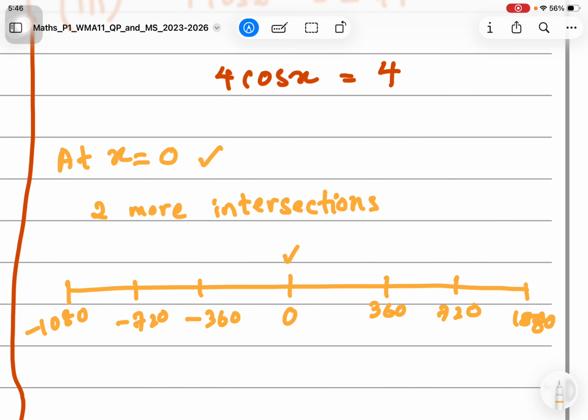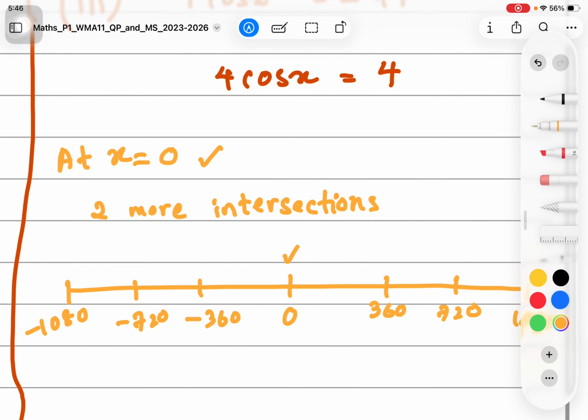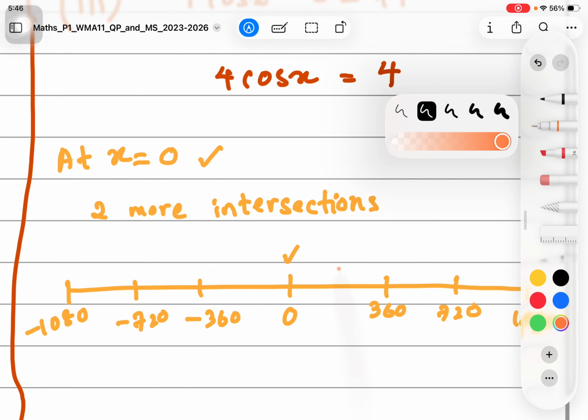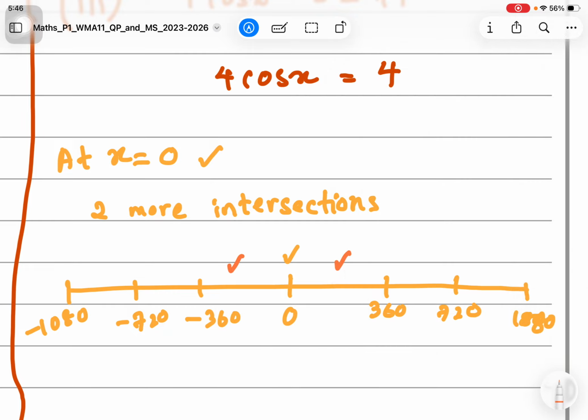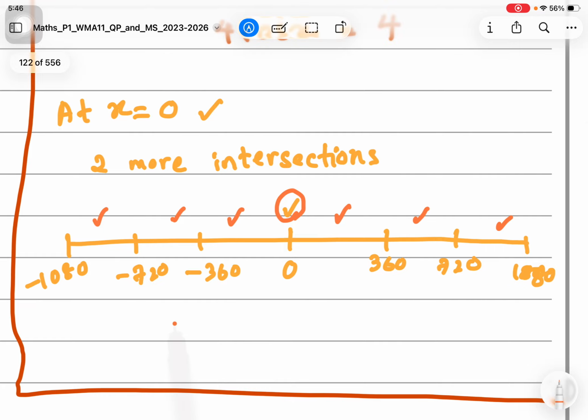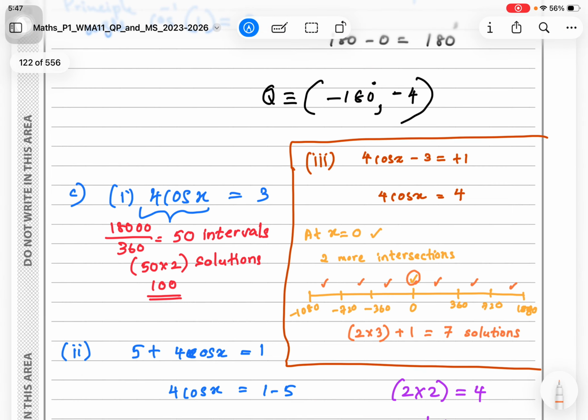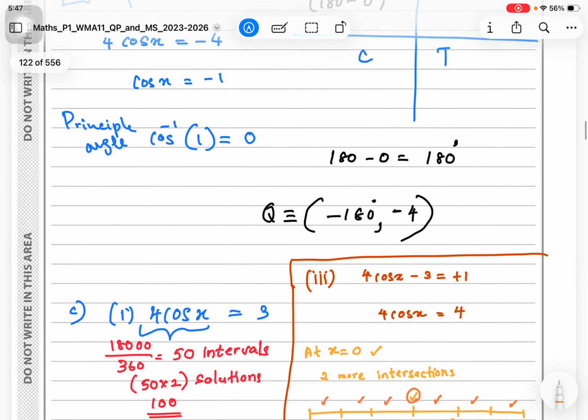So we know if we talk about the solutions, there will be 1 solution in this range, 1 here, another one here, another one here, another one here. In the middle also there was 1. So we could say it's 2 times 3 and the one at 0, which is 7 solutions. So this is how we get the answer.